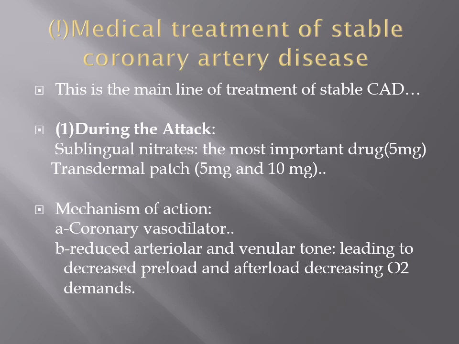In order to relieve the chest pain, one should use nitrates, either sublingual nitrates 5 milligrams, this is the most important one, or a transdermal patch in the form of 5 or 10 milligrams. Mechanism of action. Number 1, on the coronaries. Local action, coronary vasodilatation, increasing the coronary blood flow. Number 2, systemic. It causes systemic arteriolar and venular vasodilation, linked to reduced preload and afterload, decreasing myocardial oxygen demands.